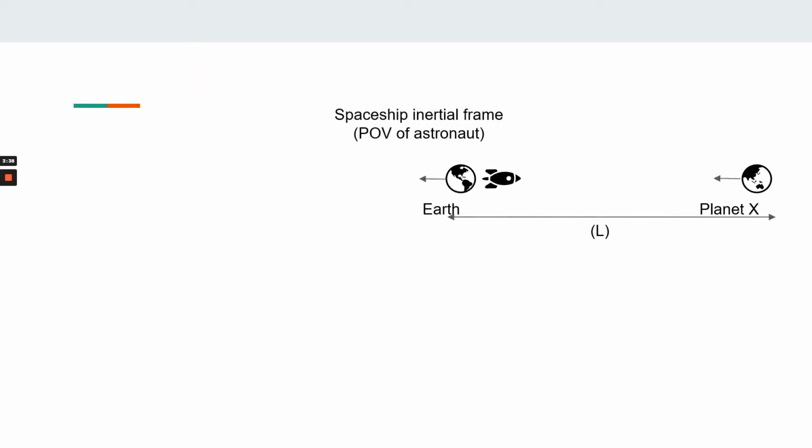From the astronaut's point of view, the planets are in motion and the ship is stationary, so the length observed by the astronaut is L, the contracted length. This is because, assuming relative speed is the same and this speed is a high enough fraction of the speed of light, from the concept of time dilation, the length must shorten in order for the relative speeds to remain the same. Now we have a visual image of what length contraction looks like.